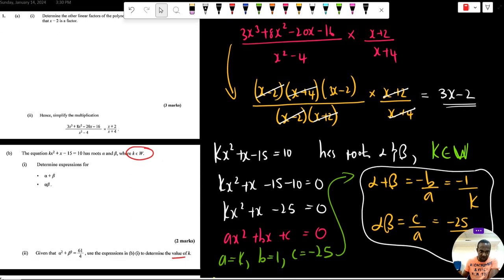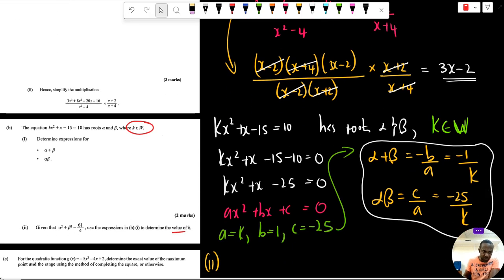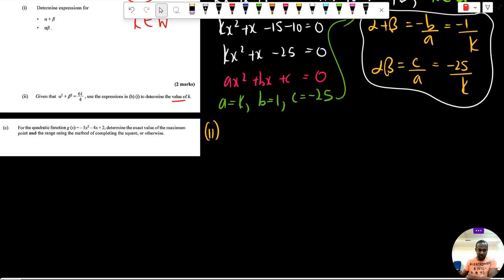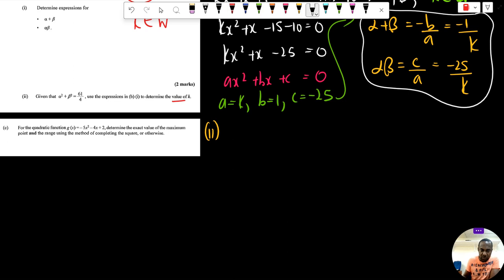And of course, you have to go back to this condition here, where we're specifically told that k is an element of the set of whole numbers. So let's bear that in mind. Good. Now let's proceed. This is what we're given. We're given that alpha squared plus beta squared is equal to 61 over 4.